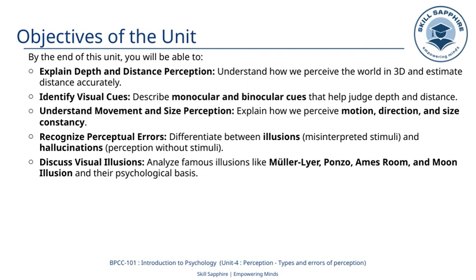Finally, we'll analyze some famous visual illusions like the Müller-Lyer, Ponzo, Ames Room, and moon illusion. We'll discuss what these illusions reveal about how our visual system works and the psychological principles behind them. Throughout this unit, the goal is to deepen your understanding of how perception shapes our experience of reality and how errors in perception can occur.